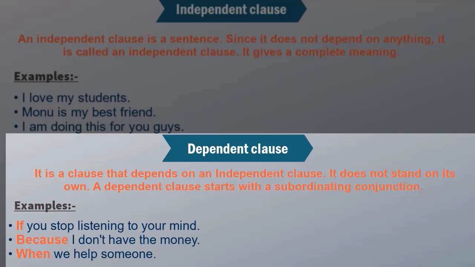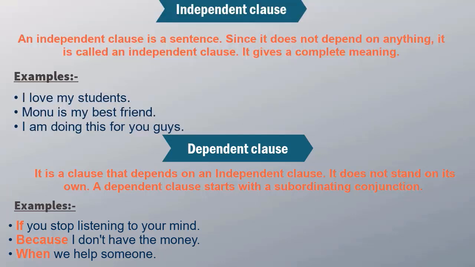is it a complete sentence? No. It makes us ask, so what? There is something that I'm not telling you. If you stop listening to your mind, what happens? Because I don't have the money, so what? There is something that's not clear. When we help someone, so what? What happens? All these examples have a subject, like you, I, we, and have a verb, like stop, don't have, help, but they do not give a complete meaning. They depend on something. They give an incomplete idea, right? So we need an independent clause to make them a complete sentence. If you stop listening to your mind, you will be able to do whatever you want to do in life, right? Something like that. So that's what a dependent clause is.